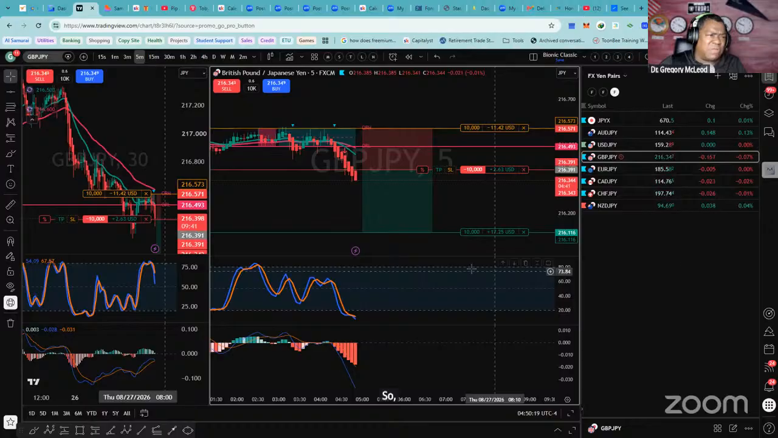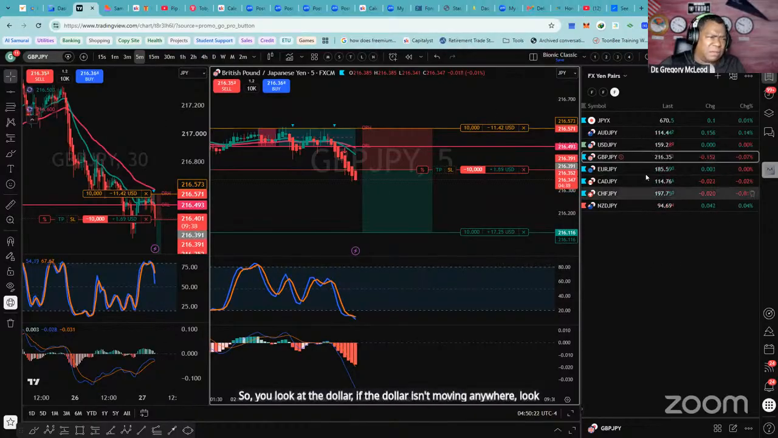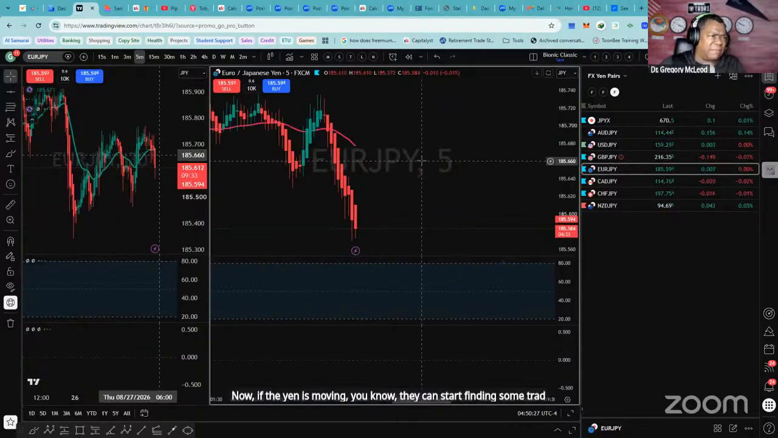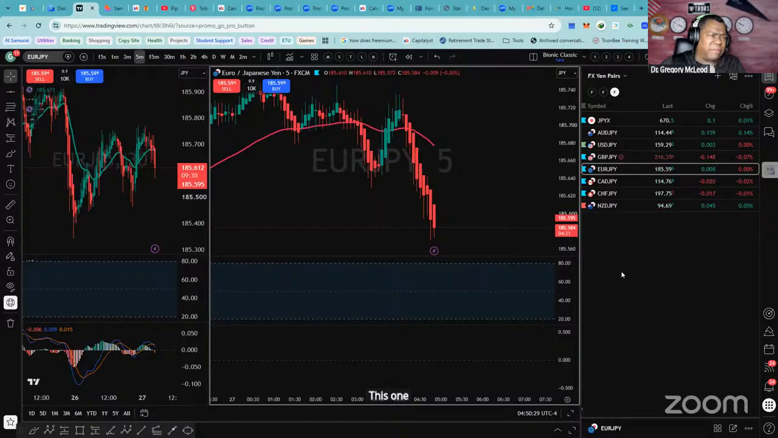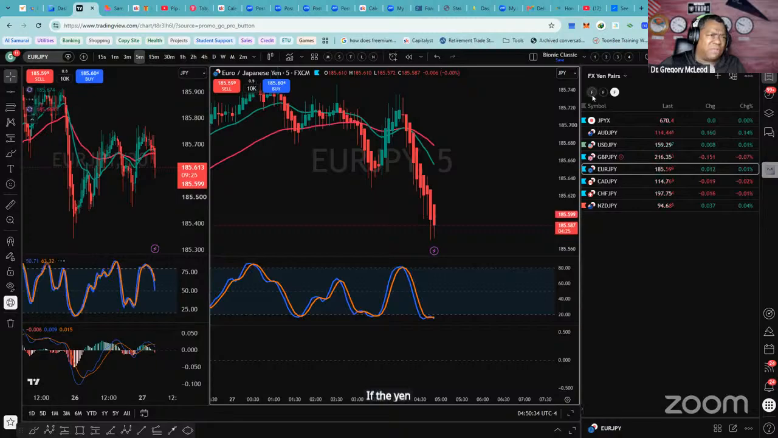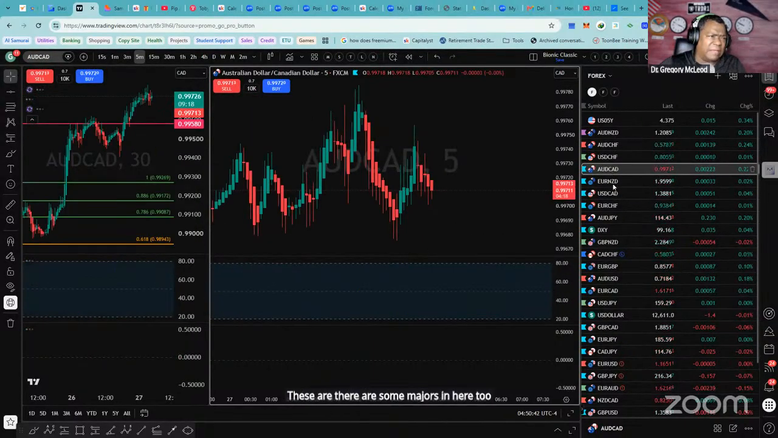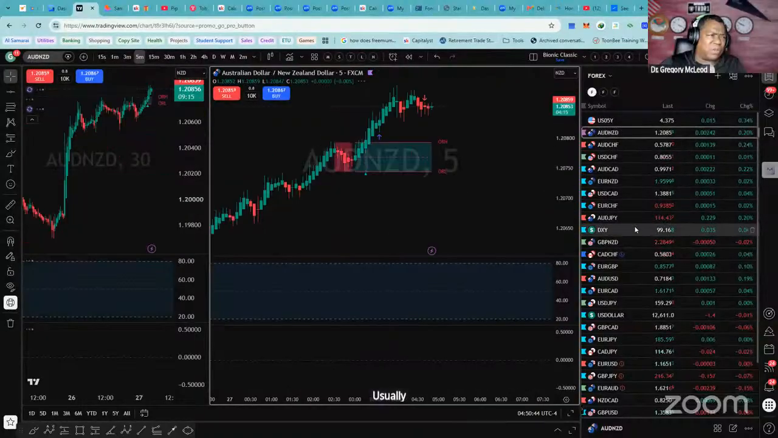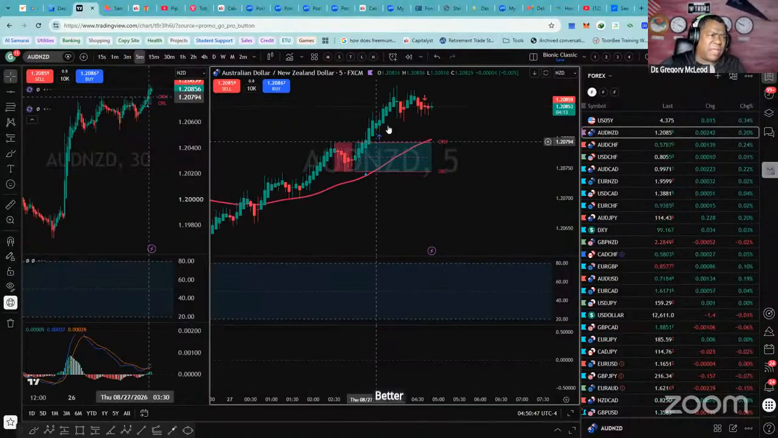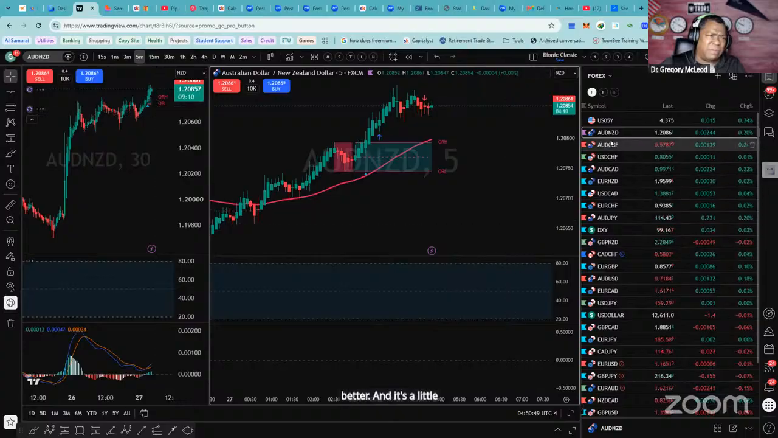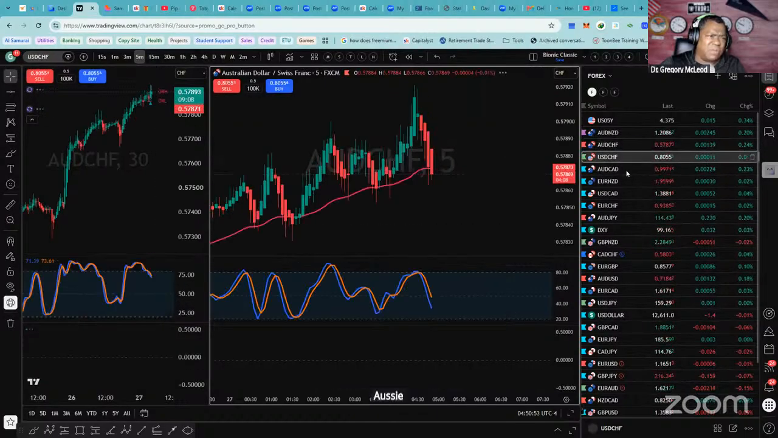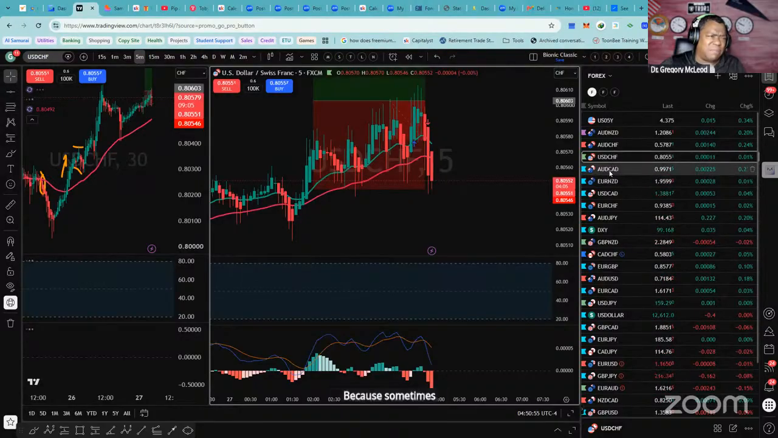So you look at the dollar. If the dollar isn't moving anywhere, look at the yen. And if the yen is moving, then you can start finding some trades in that, like this one, right? If the yen is sad, then look for cross rates. The cross rates are, I mean, there are some majors in here too, but like Aussie CAD. Usually the cross rates are doing better. And it's a little bit better. Aussie, Swiss, no. Because sometimes Swiss is messed up too.